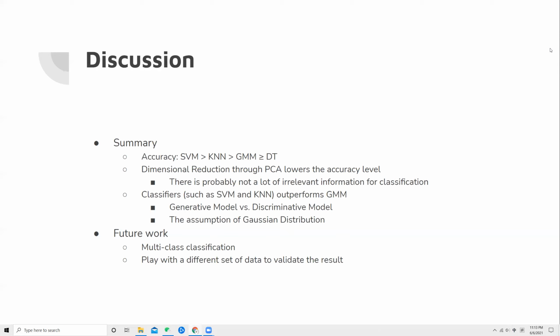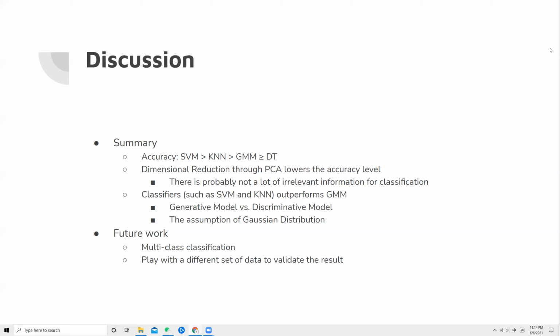One possible reason is that this dataset is specifically designed for image classification, so there's probably not a lot of irrelevant information. The second observation we have is that the classifiers outperform the GMM. One possible reason is that GMM is a generative model, while the classifiers are discriminative models. The discriminative model only considers the distance between data points rather than trying to model the distribution of the data. When we are dealing with complex data, this is probably a better approach. And also, if the data isn't Gaussian distributed, then GMM is probably not the best approach.